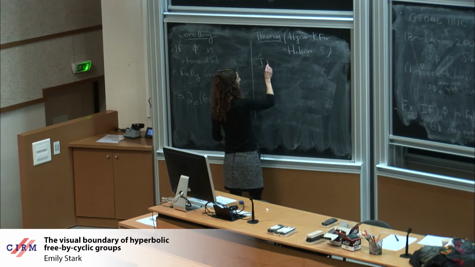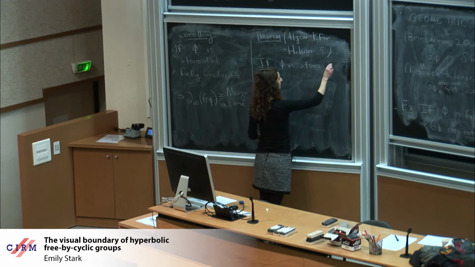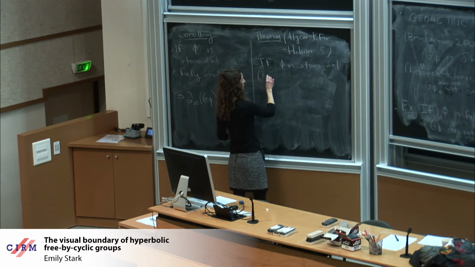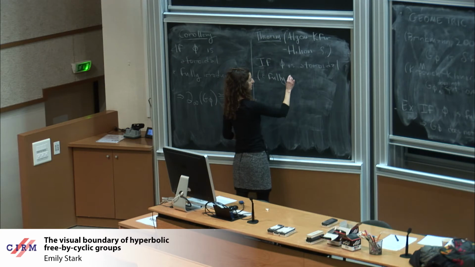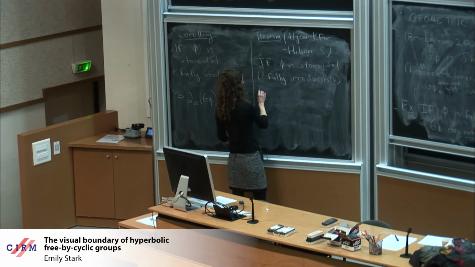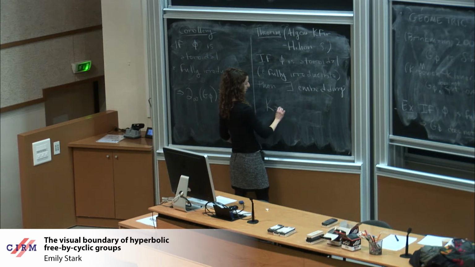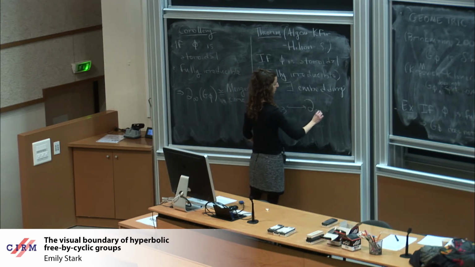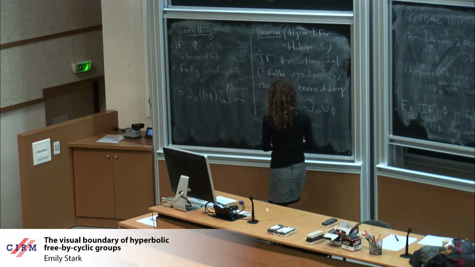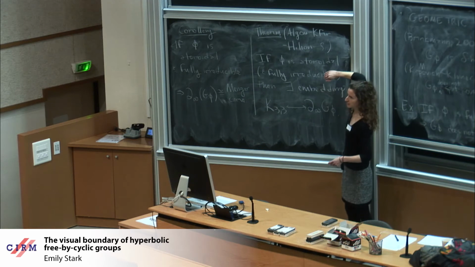We prove if, with the same hypotheses, if phi is atoroidal and fully irreducible, then there exists an embedding of the complete bipartite graph on 3 vertices into the visual boundary of the resulting free-by-cyclic group. And we don't need this hypothesis, but I'll keep it for the talk for ease of exposition.